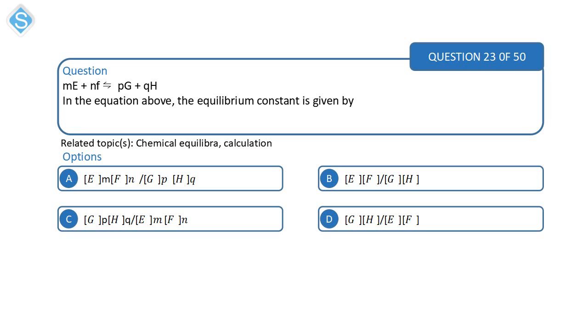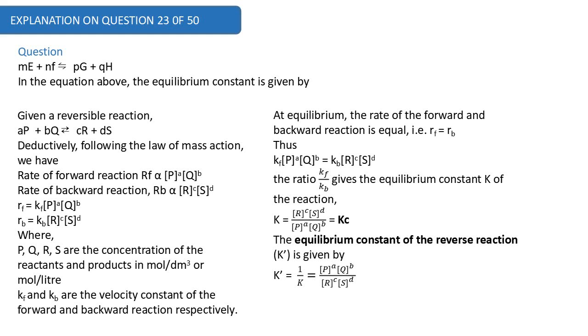In the equation above, the equilibrium constant is given by, so this will be it. So how do we get the equation of reaction there? I'm going to explain this. Now let's say we are given a chemical reaction like this: aP plus bQ giving cR plus dS. I want to jump straight to the solution here.